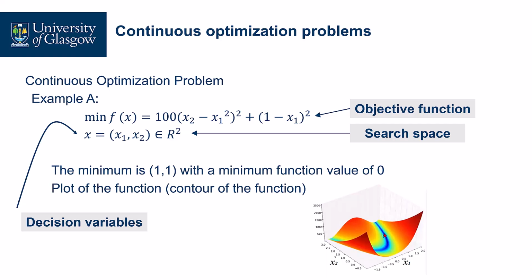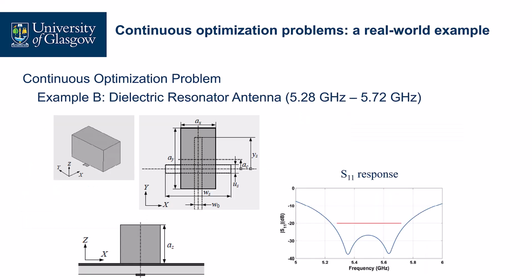Let's see a real-world example. This one is an antenna. We can see this box is an antenna. We call it a dielectric resonator antenna. This is the operating band, 5.28 to 5.78 gigahertz. If you are an antenna engineer in the future, you will always encounter this problem of how to design it. To design it, we need to find the optimal values of AX, AY, W5, WS, these kinds of things, right? For each set of design parameters, we have a different response.